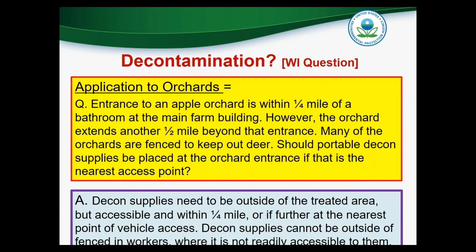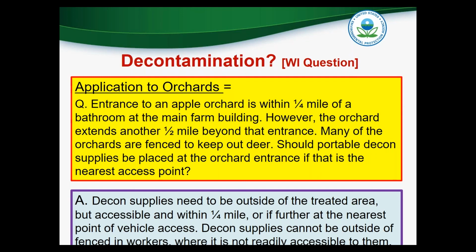All right, next slide. Another Wisconsin question has to do with orchards. Entrance to an apple orchard is within a quarter mile of the bathroom at a main farm building. However, the orchard extends another half mile beyond that entrance. Many of the orchards up there are fenced in to keep out the deer, I presume, from feeding on the fruits and on the orchard. Should portable decon supplies be placed at the orchard entrance if that is the nearest access point?